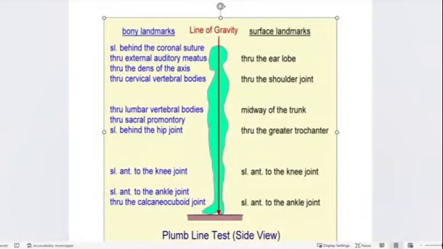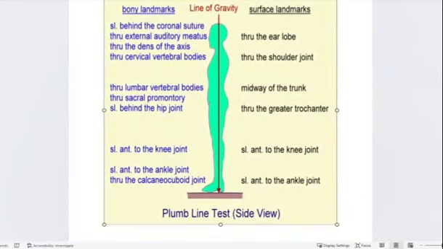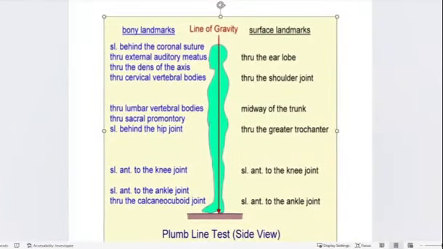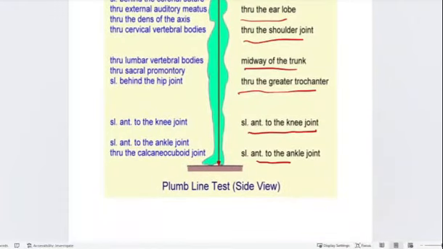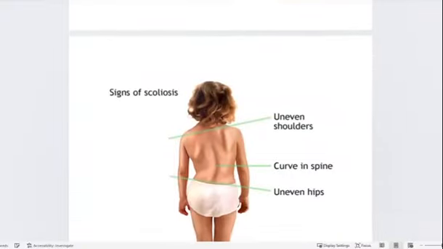Okay, so now that was the picture of the anatomical structures. Now this is basically your surface landmarks that would help you understand from where this line is passing: through the earlobe, through the shoulder joints, through the joint midway of the trunk, through the greater trochanter, slightly anterior to the knee joint, slightly anterior to the ankle joint. Okay, so these are your surface landmarks to look at that plumb line.